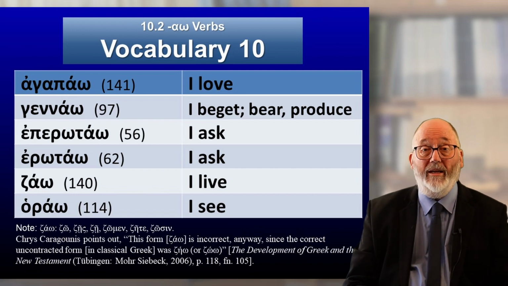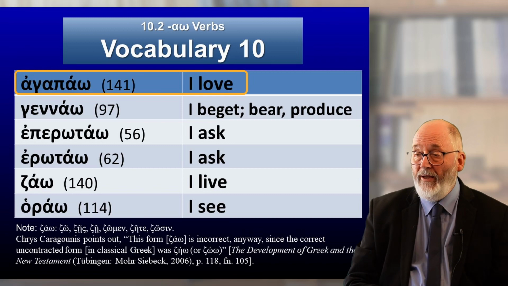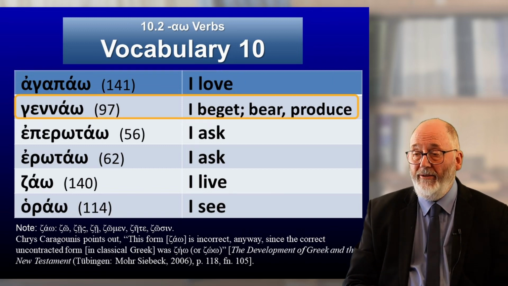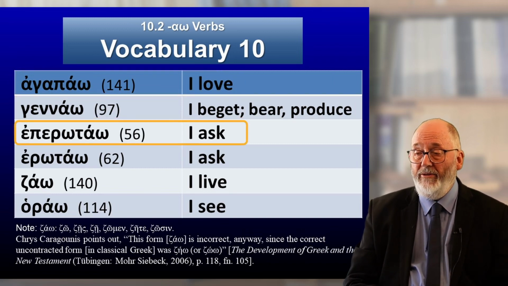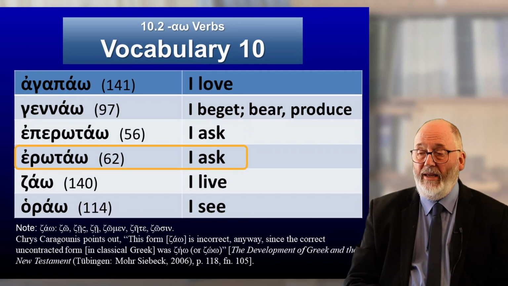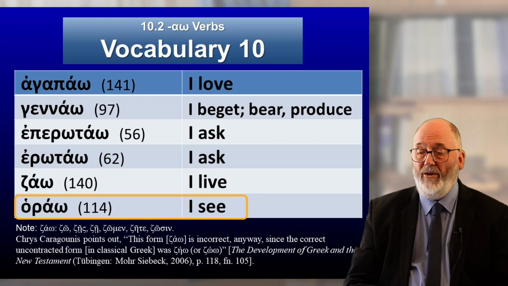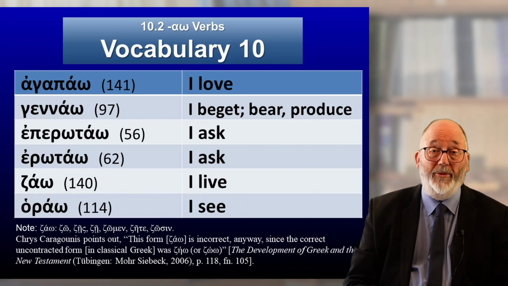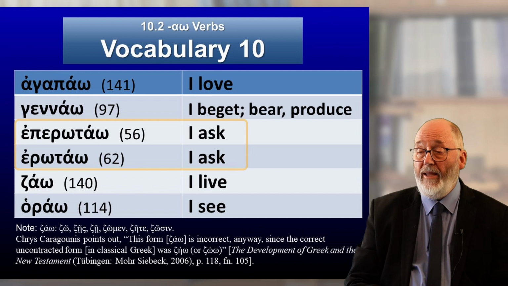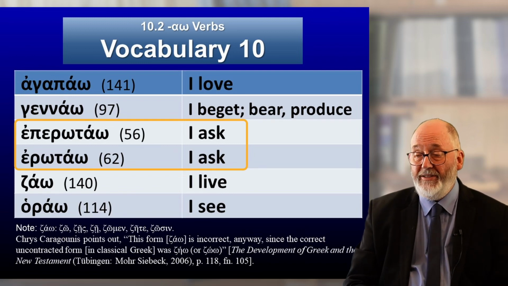But before we get to talk about ζάω more, let's do my regular thing, and I will say the word and I will give you an opportunity to repeat it back. ἀγαπάω, γεννάω, ἐπερωτάω, ἐρωτάω, ζάω, χωρέω.